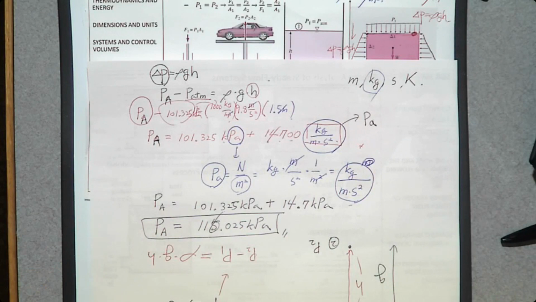So by using this one, delta P equals rho g h, you can determine the pressure value at any location on the Earth, as long as you know the density and height, because gravity g is always 9.8, right?